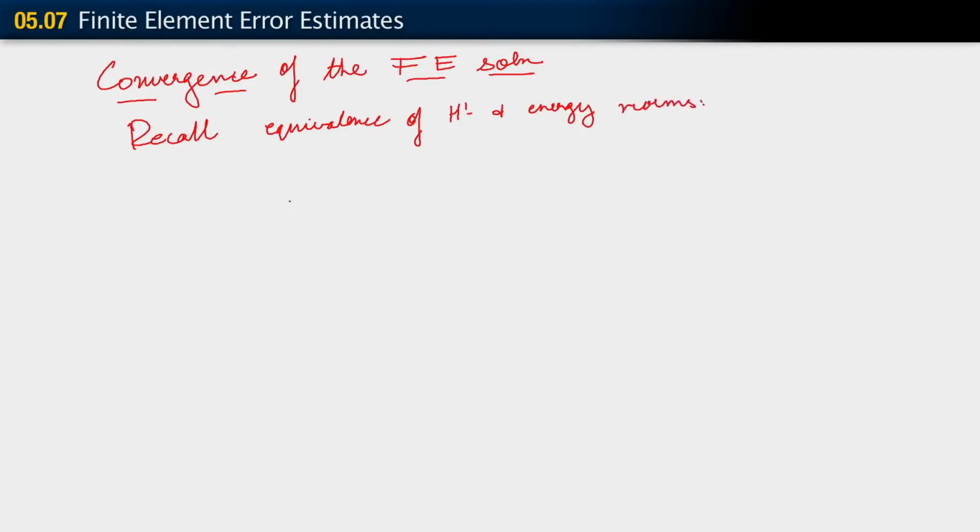The way we stated that result is the following. We said that C1 times the H1 norm of V, for some function V, is less than or equal to the energy norm of V. Well, this is actually the energy norm squared. And it can also be bounded from above by some other constant multiplying the H1 norm.